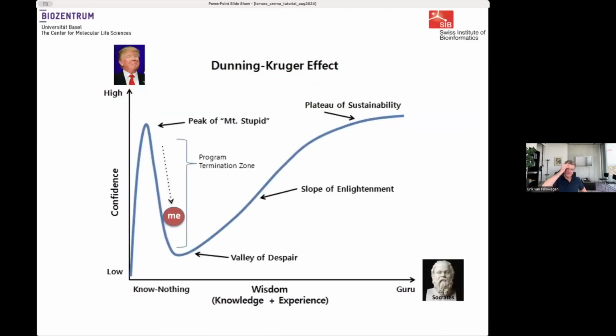I don't know if some of you have heard about this effect that is described in psychological literature and is known as the Dunning-Kruger effect, where a study was done that tracked how the confidence that people have about their abilities to solve problems in a particular domain depends on how much they've studied the topic.